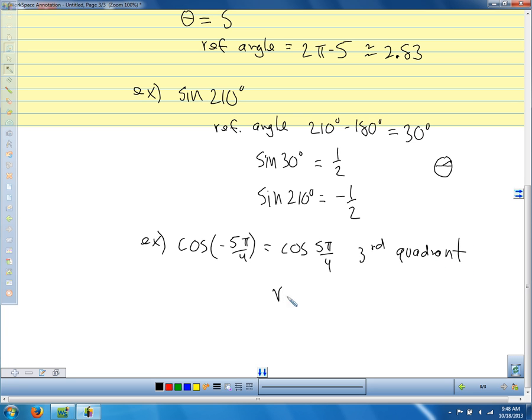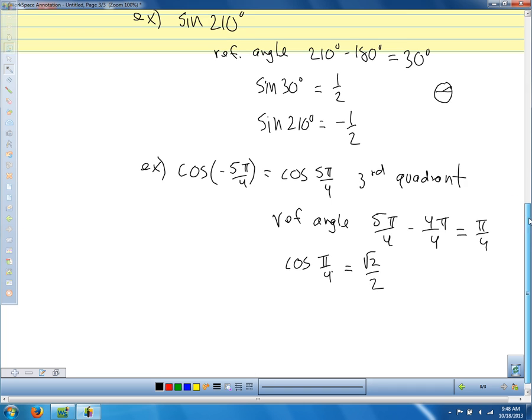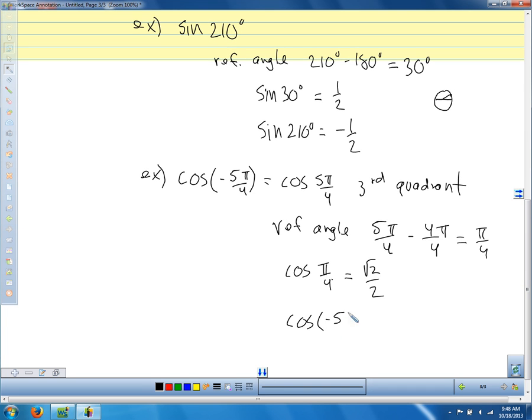So let's find our reference angle. In the third quadrant, how do we find our reference angle? Theta minus pi, so we're going to do 5 pi over 4 minus pi. How many fourths is pi? 4 pi over 4, which gives me pi over 4. Cosine of pi over 4, that one's an easy one. Square root of 2 over 2 from our unit circle. And because we're in the third quadrant, cosine of negative 5 pi over 4 is going to be negative square root of 2 over 2. So if you couldn't remember how to find 5 pi over 4, you can find the reference angle and just work with pi over 4.